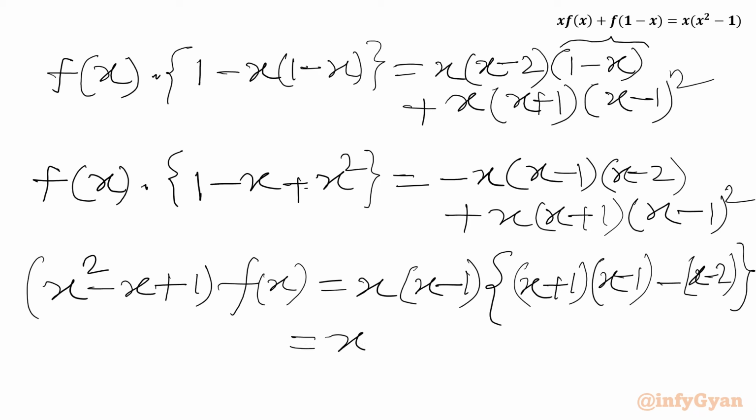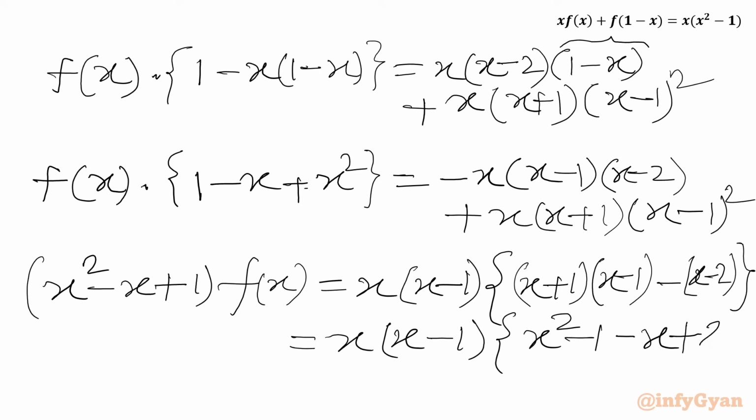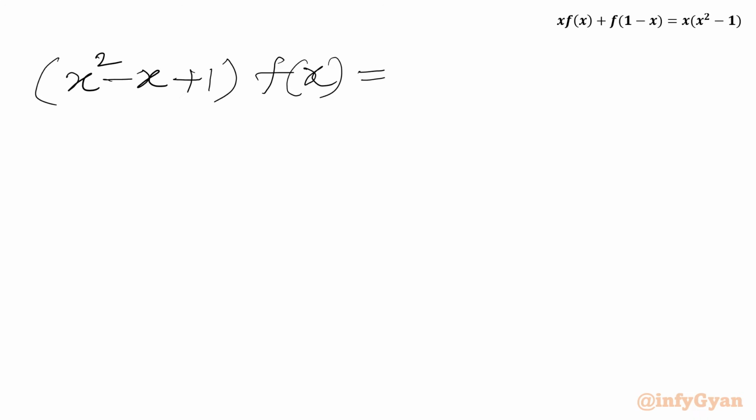This will be equal to x times (x minus 1). Here we will be writing x square minus 1, difference of two squares formula, minus x plus 2. So this bracket will come out x square minus x plus 1. Let me write here (x square minus x plus 1) times f of x. This will be equal to x times (x minus 1) times (x square minus x plus 1).